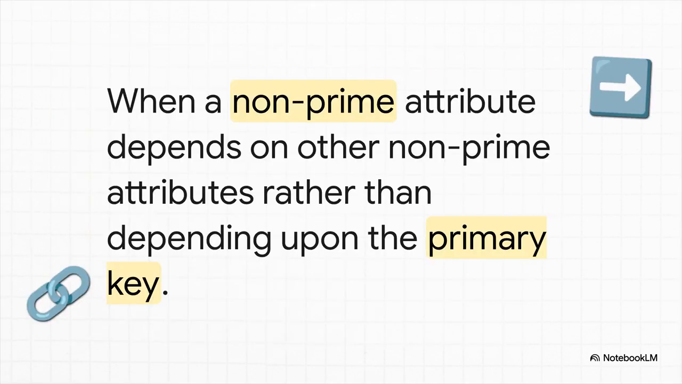What we're hunting for here is something that acts like a chain reaction. It's like a game of telephone. The primary key determines column A, but then column A turns around and determines column B. See? Column B doesn't depend directly on the key. This indirect relationship is called a transitive dependency, and our job in 3NF is to find that chain and break it.